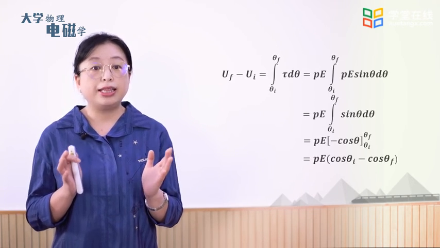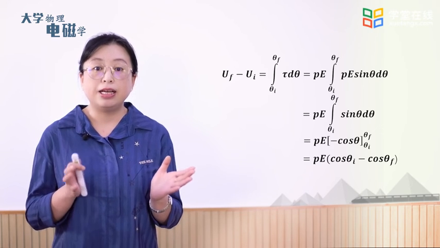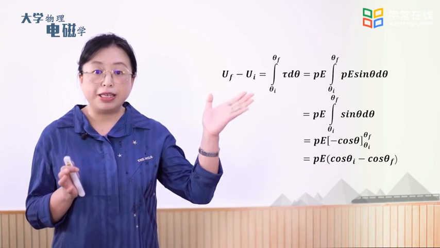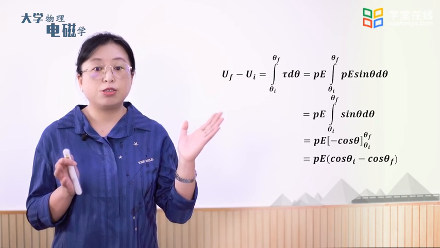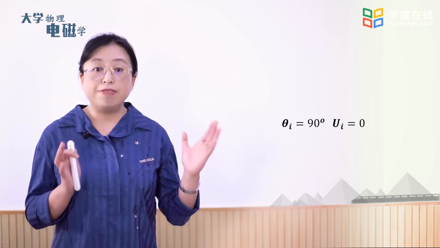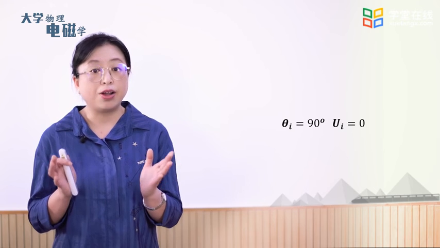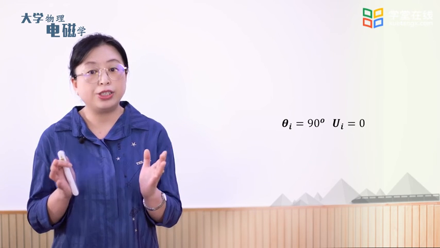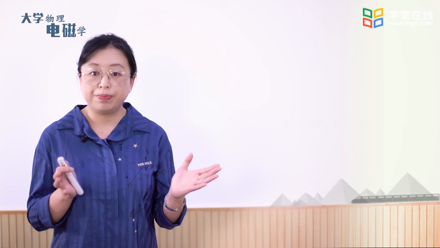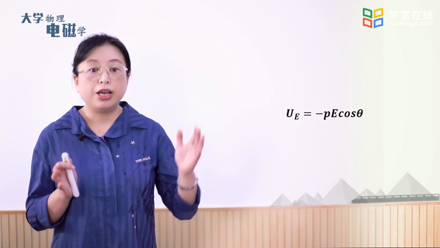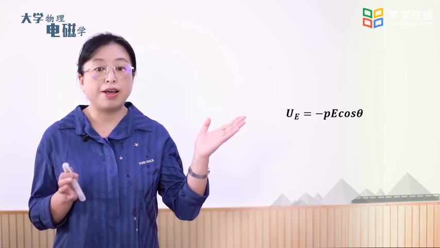For a rotation from theta i to theta f, the change in the potential energy of the system is obtained by integrating this one over the limits from theta i to theta f, as expressed by this equation. We could determine the potential energy of the system when we take the value of the potential energy to be 0 at some reference angle. It's convenient to choose theta i to be 90 degrees so that cosine theta i equals 0, and also choose the potential energy to be 0 at this initial orientation. Thus, we can have this expression, U equals minus pE cosine theta.